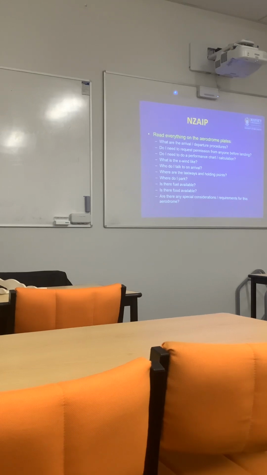What is the crosswind like? Maybe we're talking about New Plymouth and we're planning on landing on the seal, but it's all crosswind and they've got that long grass runway that's perpendicular. So just throw a lot of practical examples in there and bring up plates and ask questions.